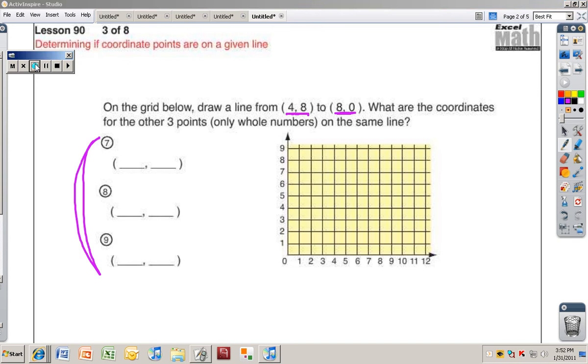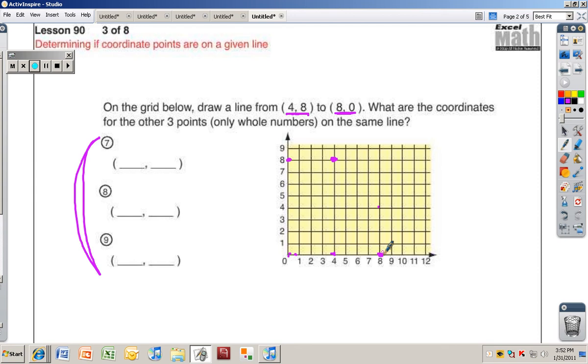All right, so we're going to draw on from 4-8. Is that over here, and then, is that right there? No. 4 over 4, up 8. So you're going to put a point right there, and then 8-0. Is that right here? No. Go over 8, and up nothing, right? Then take a straight edge.